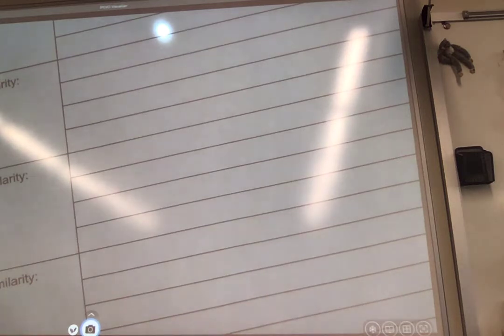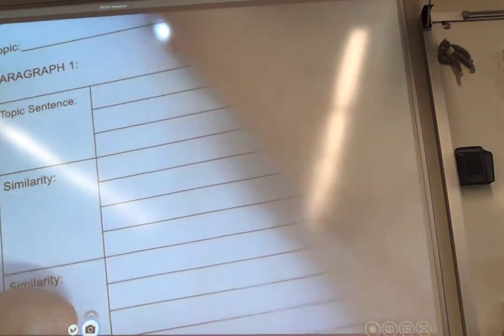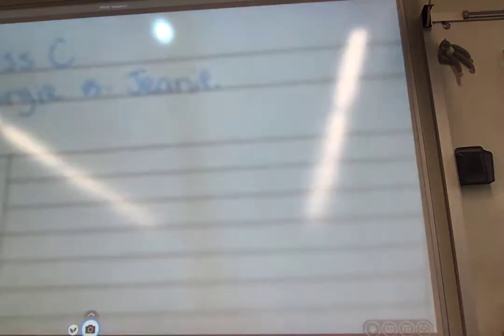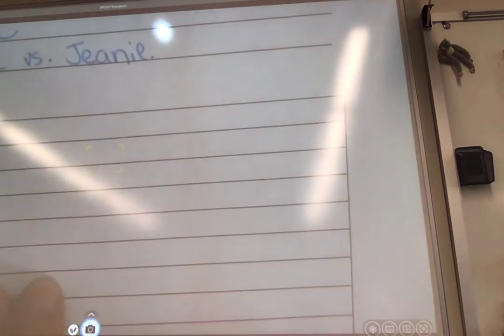Because I'm not actually writing it in the paragraph yet, I'm not going to worry about indenting just yet. Okay? So, I'm going to write Miss Yelena, because that's obviously my name. What is the topic of my paper? Night before school is not the topic of this paper. Georgie versus Jeannie the Meanie. Okay. So, here we go, boys and girls. I know it's blurry. It's how this camera rolls.